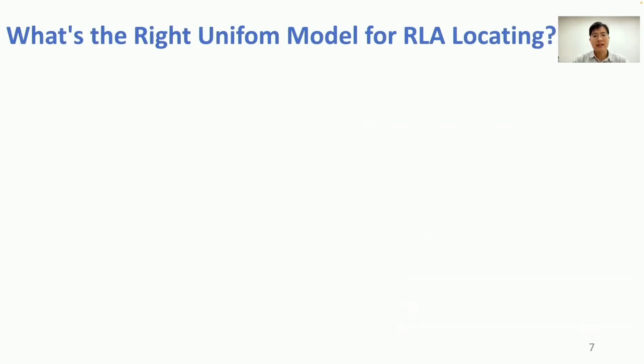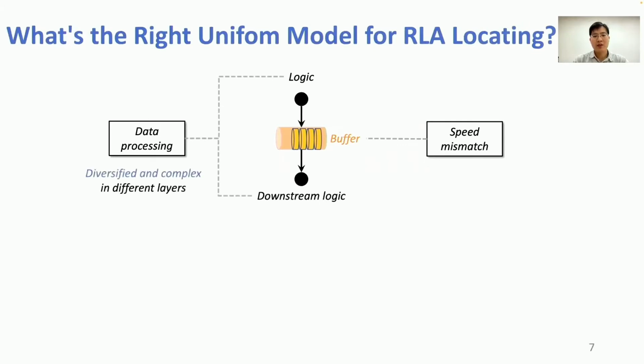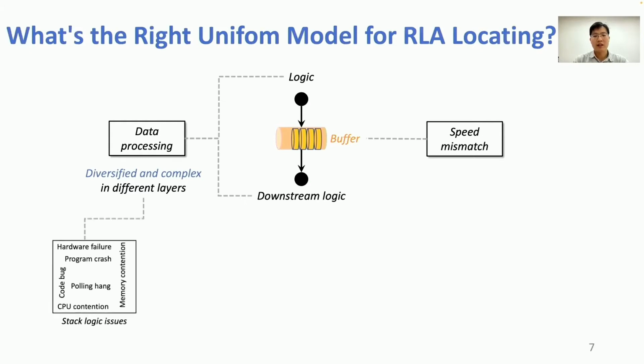We further analyze each layer and abstract modules in each layer into 2 types, including logics that process data and buffers that ameliorate speed mismatch between upstream and downstream logics. Different layers process data in different ways and may encounter diversified and complex problems. For example, in the network stack, problems like code bugs and CPU contention may happen.